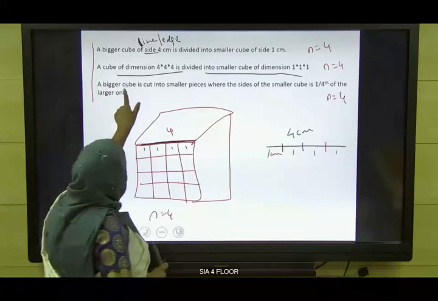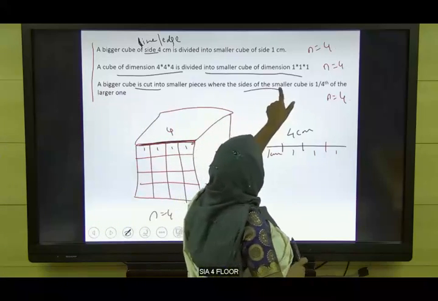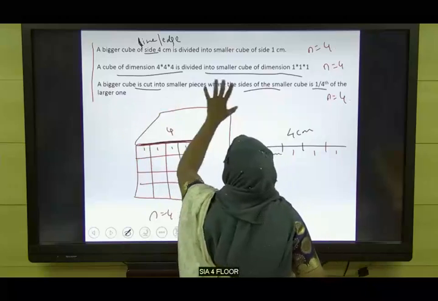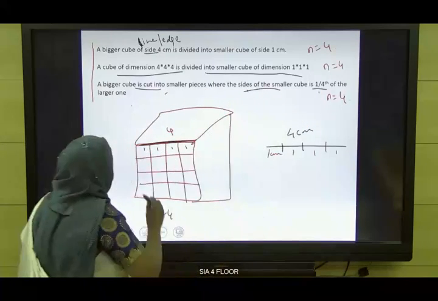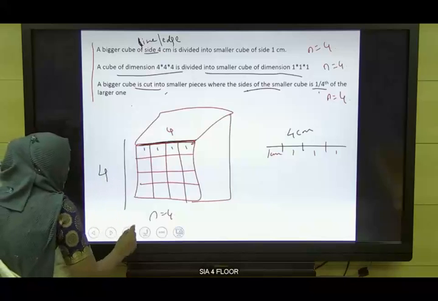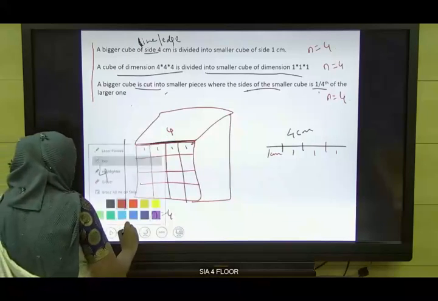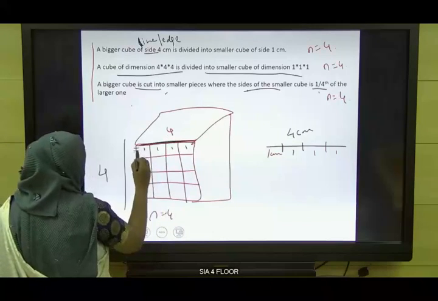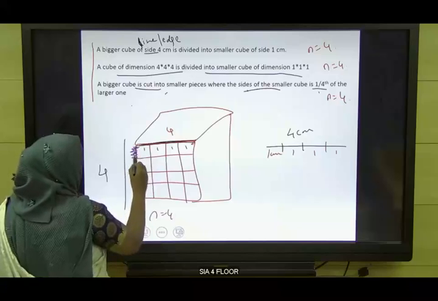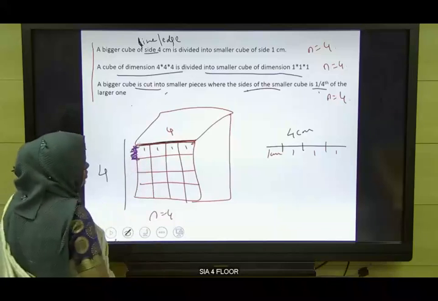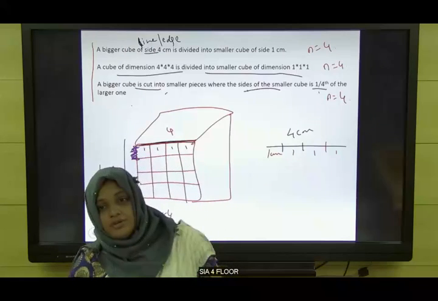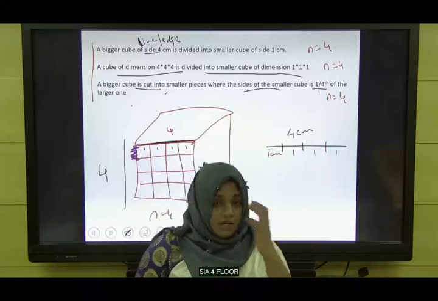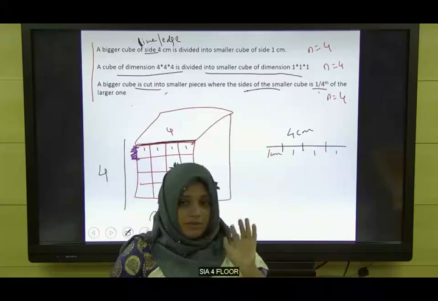And here also it means the same. A bigger cube is cut into smaller cubes of 1/4. The smaller cube has a side of 1/4 of the larger one. So this is 4 centimeter, and the smaller one is just 1/4 of the larger one, correct? So again the meaning is n is equal to 4. So what I'm trying to tell you here is, this is how the value of n will be given.